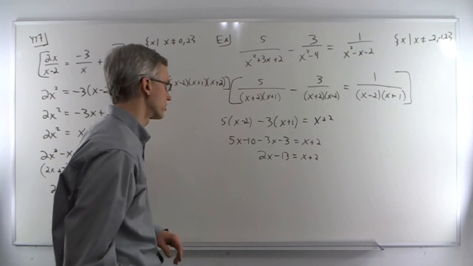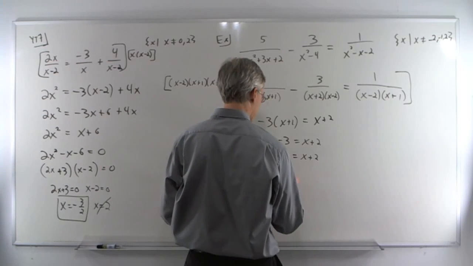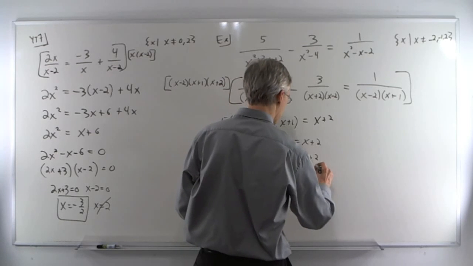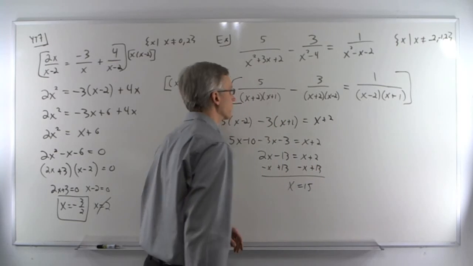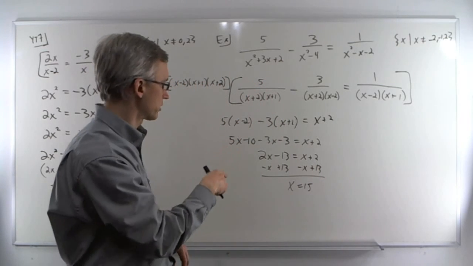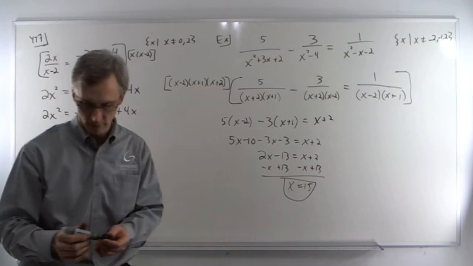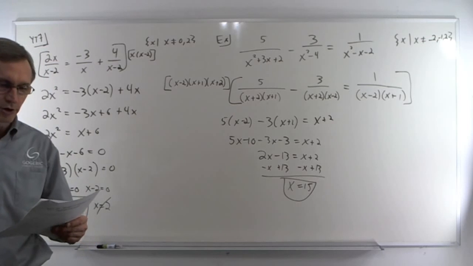So 2x minus 13 equals x plus 2. Subtract an x, add 13, and we get x equals 15. 15 is not excluded, so there's our solution. All right, last one, your turn, number 8.